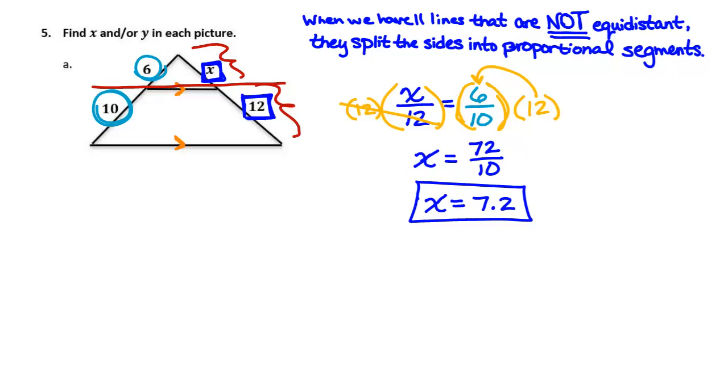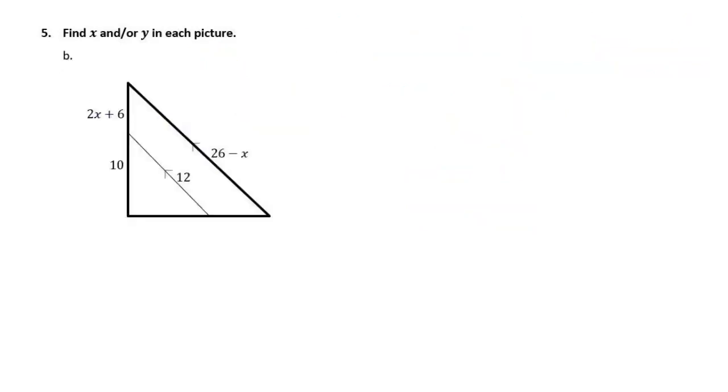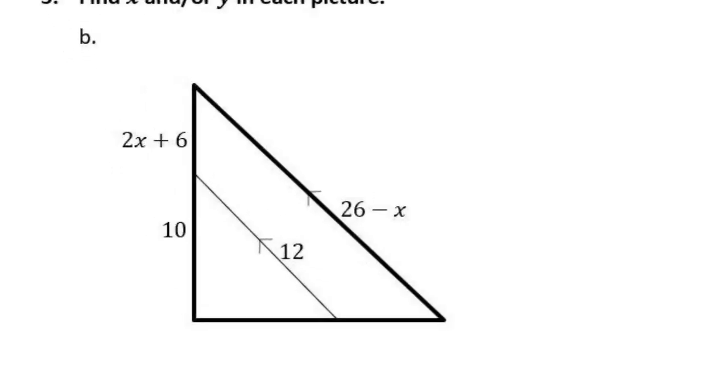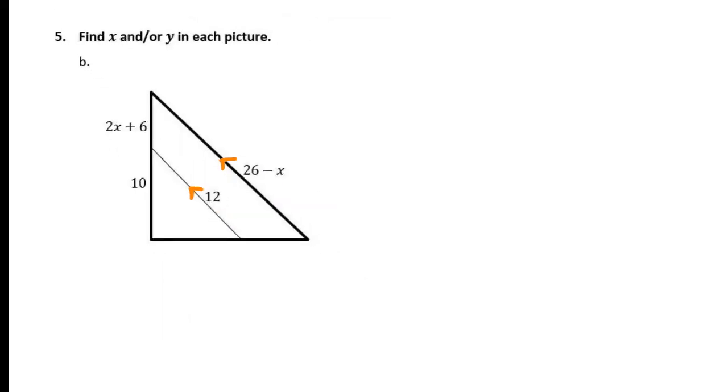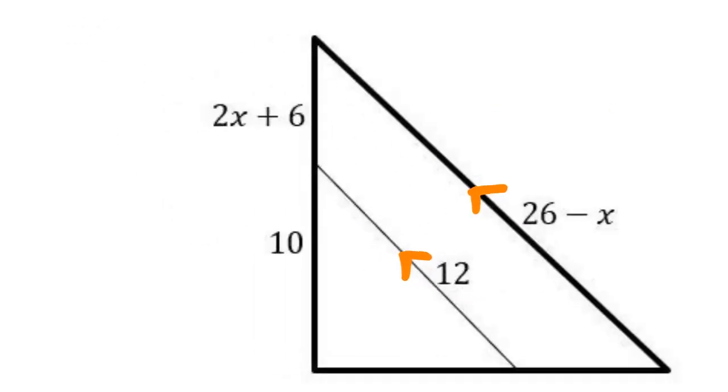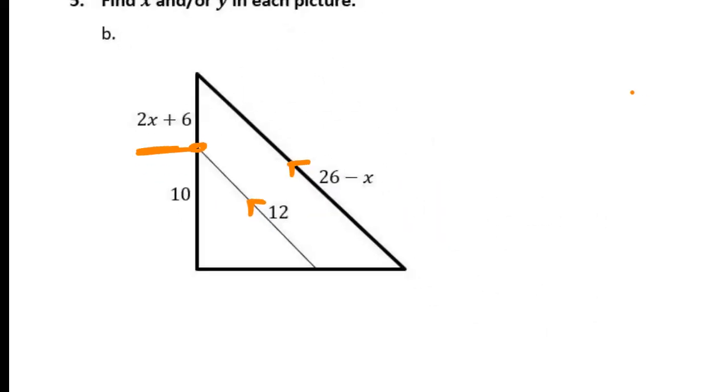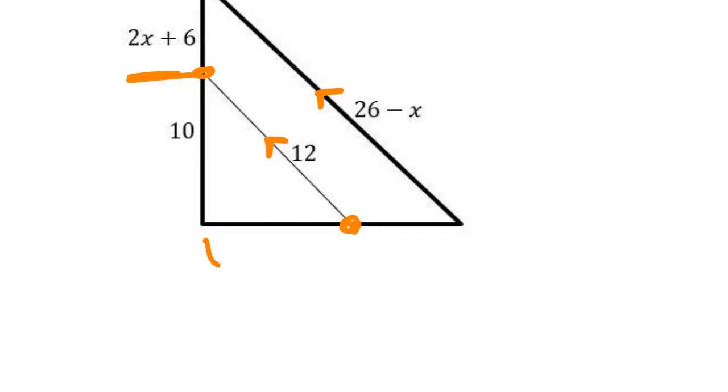Part B. Do I have parallel lines again? Yes. I've got this, and I've got this. Over here on this side, it's being split, because here's where the parallel line is hitting that side. So I could do a fraction like this, but in order to do that, I would have to have these two segments. And I don't know how big either of those is.